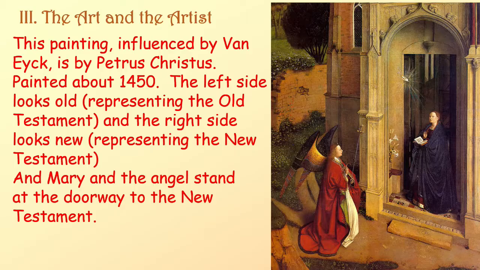Here you got this painting right here, this was influenced by Jan van Eyck, but it was actually by a painter named Petrus Christus. And it was painted about 1450. And the amazing thing is the symbolism. The left side, if you can see, you got this wall over here, and it's overgrown, and it's kind of crumbling. It's old. And it represents the Old Testament.